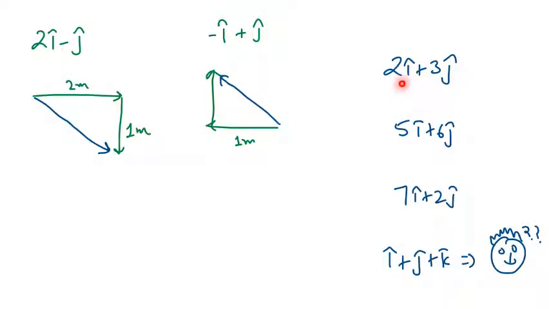So please try all these four in your copy: 2 i cap plus 3 j cap, 5 i cap plus 6 j cap, 7 i cap plus 2 j cap. And lastly, if you can imagine or draw, i cap plus j cap plus k cap. And if you have any doubt, you can show it to me. But right now, I'll focus on two dimensions only, not three dimensions. But if you want, you can draw this also.